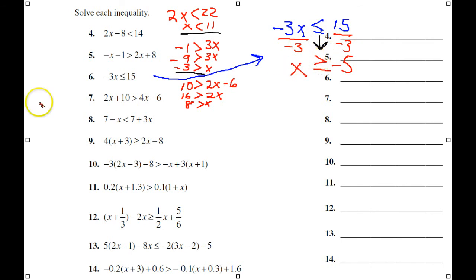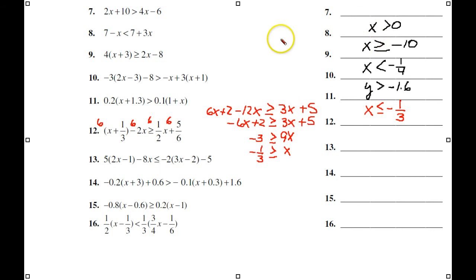Now, in number 7, I'm going to try to keep it positive. That way I don't have to worry about reversing it. So I'm going to subtract 2x from both sides. Then I'm going to add 6 to both sides. And I get then 16 is greater than 2x. I divide both sides by 2. I get x is less than 8.